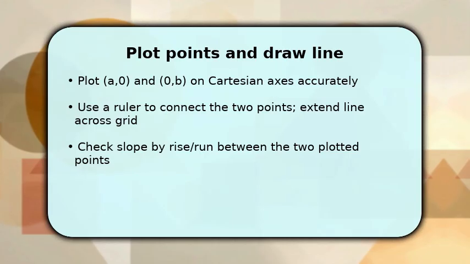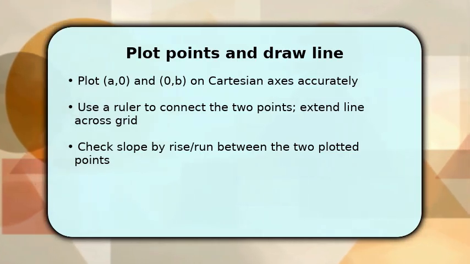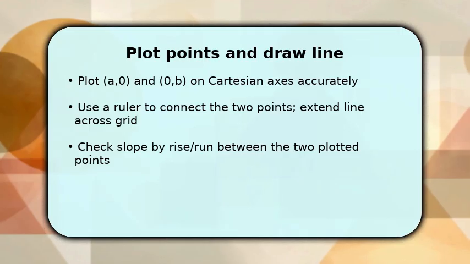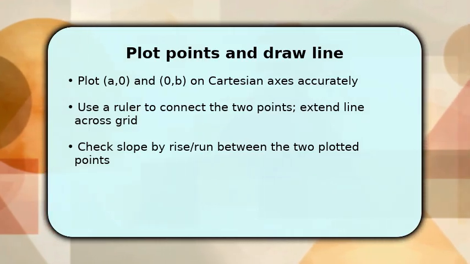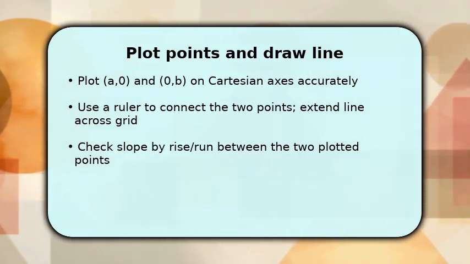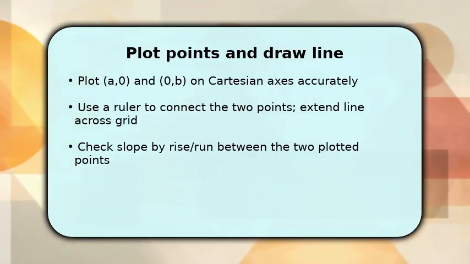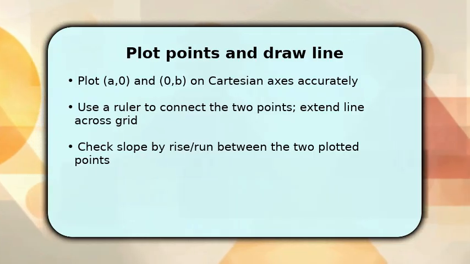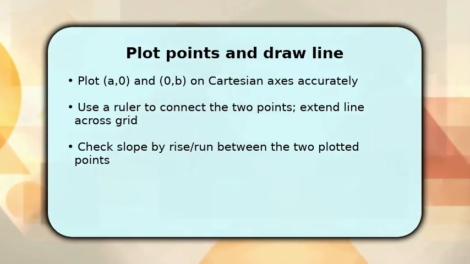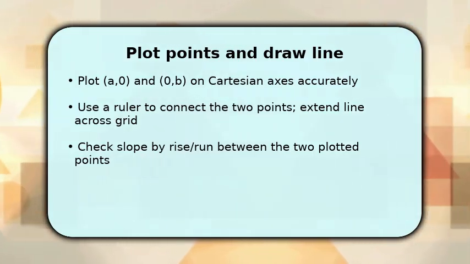Once plotted, draw a straight line through both points using a ruler so the line extends across the grid. This ensures accuracy when reading other values. After drawing, verify consistency by calculating slope as rise over run between the points and comparing it to any slope from the original equation. If they match, your graph is correct and scalable.